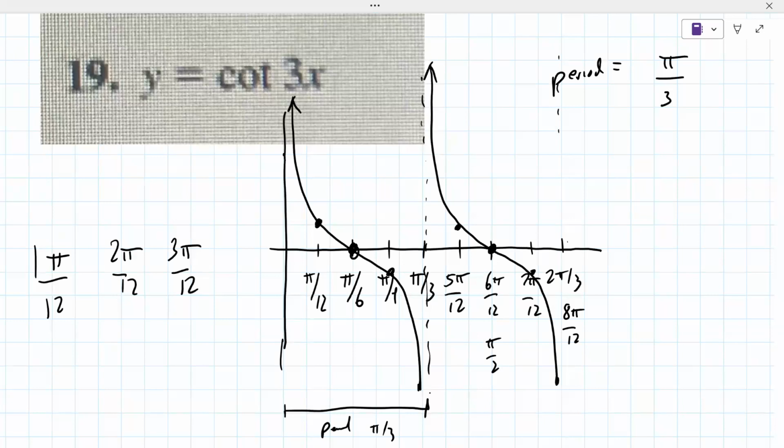Any other questions before we do a more difficult one here? Should be number 20. No, I think I get it so far. Okay.